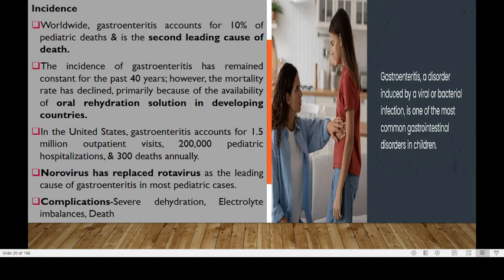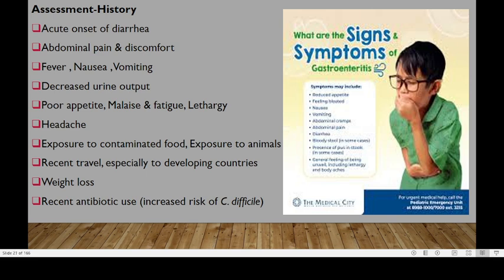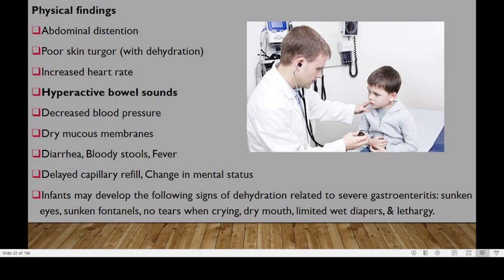In the US, we find that the norovirus has replaced the rotavirus as the leading cause of gastroenteritis in most pediatric cases. Complications of this condition could result in severe dehydration, electrolyte imbalance, and death. So, in terms of assessment, in history, you could try to elicit the acute onset of diarrhea, abdominal pain and discomfort, fever, nausea, among others. For physical examination, you could find abdominal distension, also poor skin turgor with dehydration, increased heart rate, and hyperactive bowel sounds.